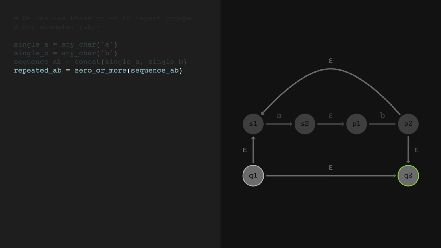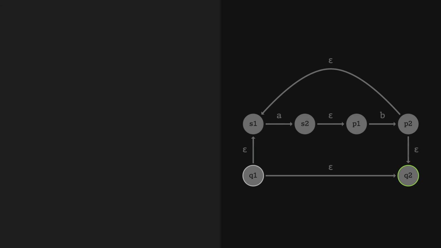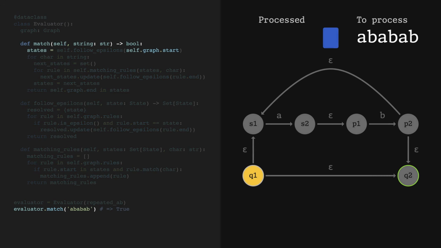Notice how the operations that take graphs, like a concat or 0 or more, don't need to care what's going on inside the graphs they take as arguments. They just glue themselves on to the start and end states. We're going to see it now in action, and for this I'm going to show you the evaluation code too. We're going to focus first on the match method, which takes a string and returns true or false, indicating whether the whole string matched or not.